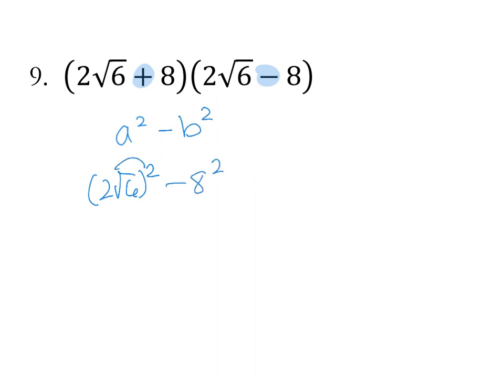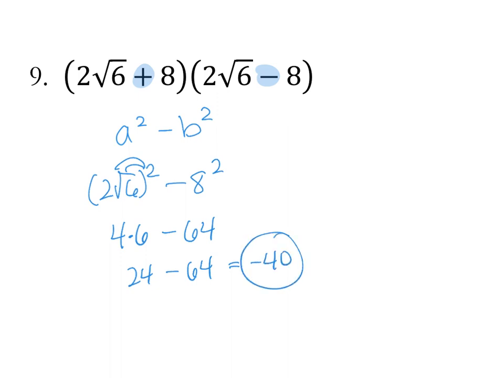Just watch this first part. Make sure you're distributing the squared to both of those. This is really going to be 4 times 6 minus 8 squared is 64. So we get 24 minus 64, which gives us the final answer of negative 40. So it's usually back up here in this distribution step where people make mistakes that we're not distributing the squared to both of them. So just make sure that that gets distributed to both groups.